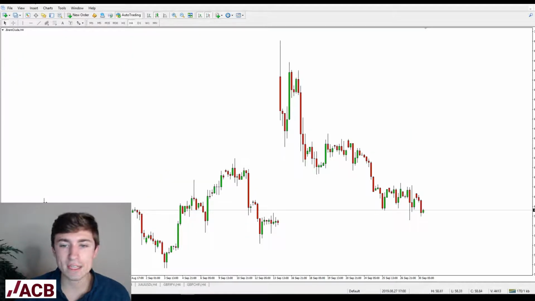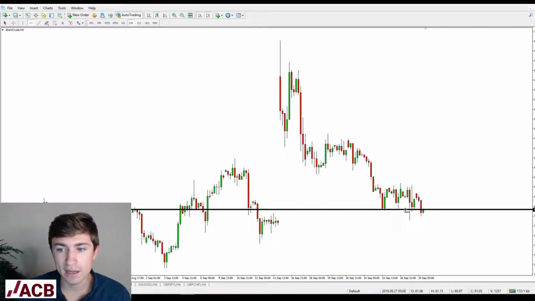Brent Crude is going to be our next one, which has found its way all the way down to just shy of closing the gap.